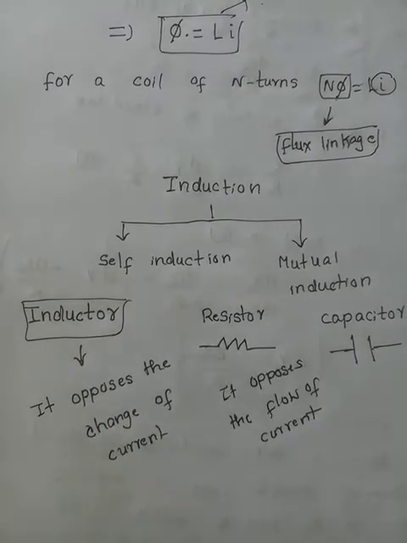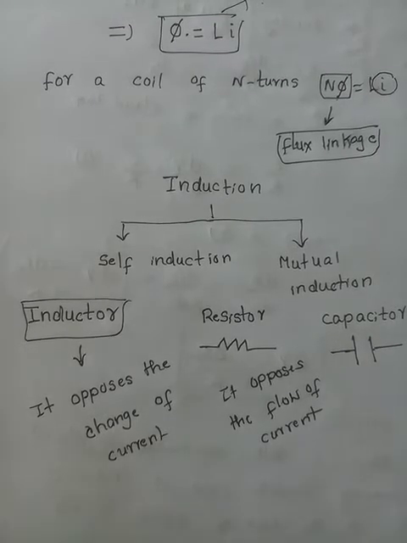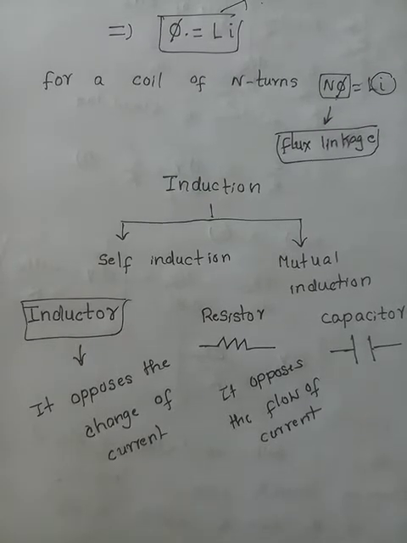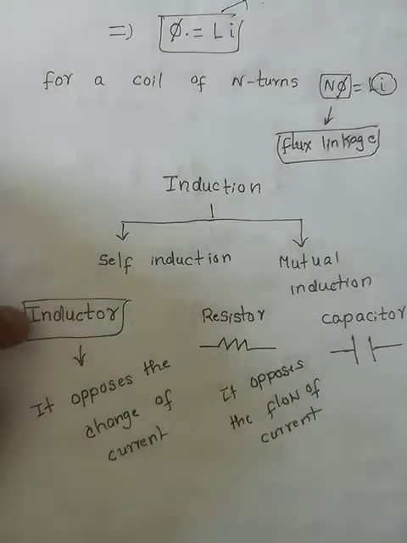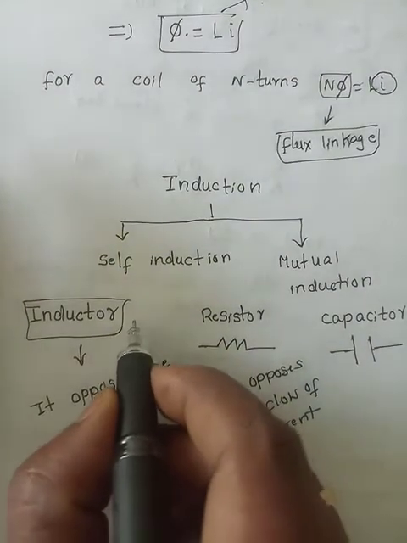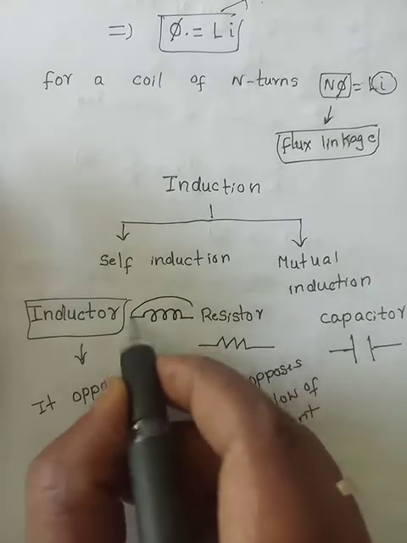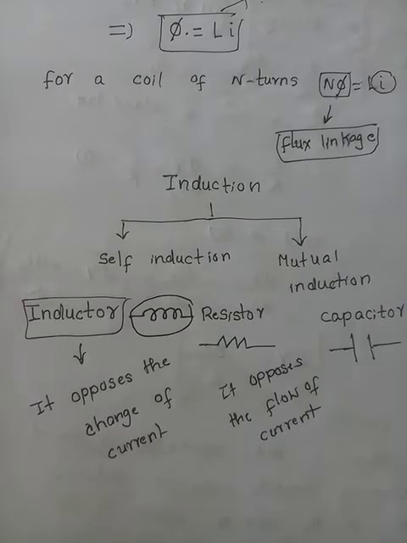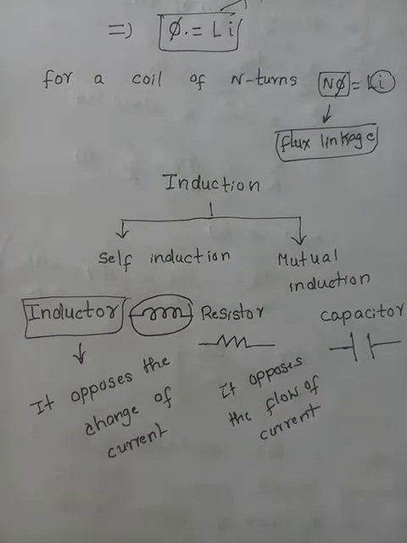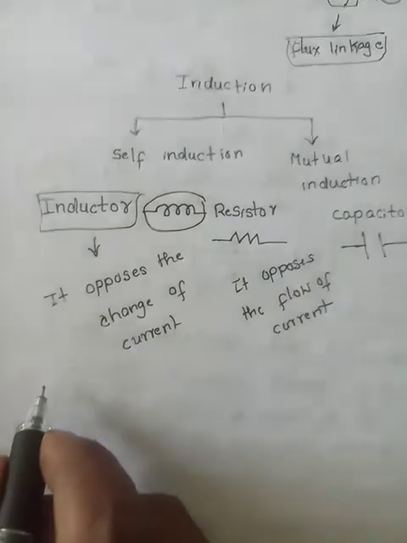What is the function of an inductor? The inductor will oppose the change of current. It is not going to oppose the flow of current, it will oppose the change of current. How? Let us see by using a simple experiment. Here the representation of an inductor is this one. This is the circuit symbol of an inductor. So how does this inductor oppose the flow or change of current? Let us clarify here.